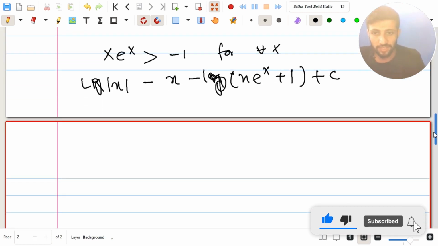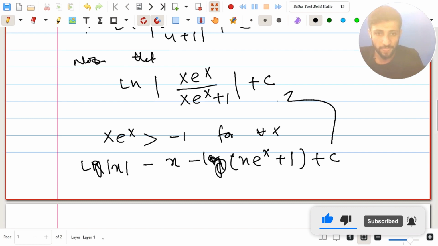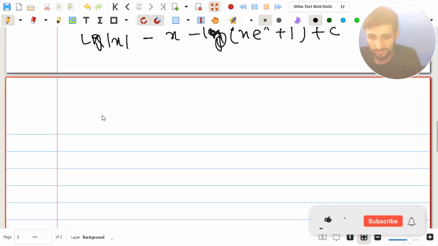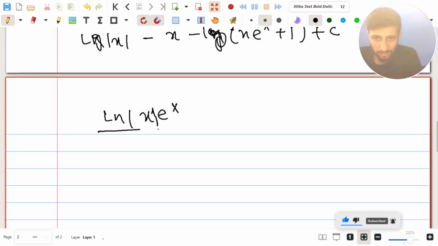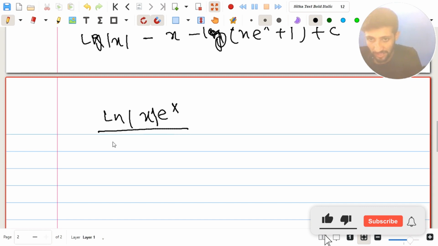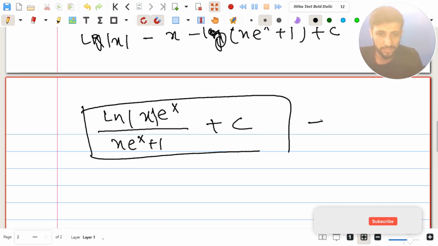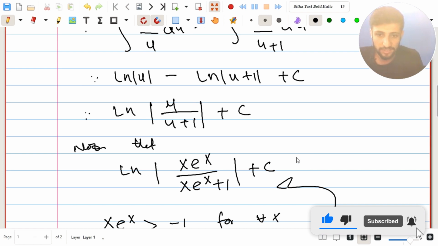So now if I convert this into this form again, I can write this as ln of x e to the power x divided by (x e to the power x plus 1) plus c, that constant. This is how it works. This is also your answer if you go into the depth, and this is also your answer if you don't want to go into the depth. This is how you solve such integrals.